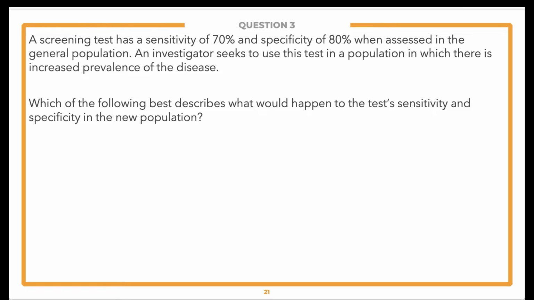Okay, obviously some important news there within the lead in, which we can take with us as we read the vignette. A screening test has a sensitivity of 70% and specificity of 80% when assessed in the general population. An investigator seeks to use this test in a population in which there is increased prevalence of the disease. So, which of the following best describes what would happen to the test sensitivity and specificity in the new population? So in your mind, you could be thinking about what you think would happen, as I pass it over to Abraham.